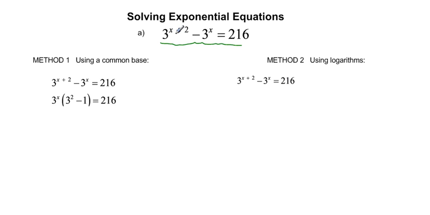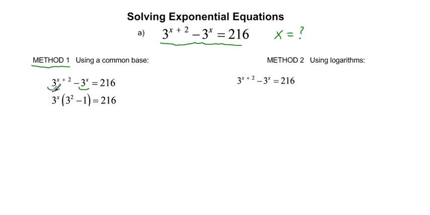3 to exponent x plus 2, take away 3 to exponent x is equal to 216. So the challenge is to find how much is x. The one method that we'll go over first is by using a common base. The challenge is to observe that this and that exponent is represented by the same base.